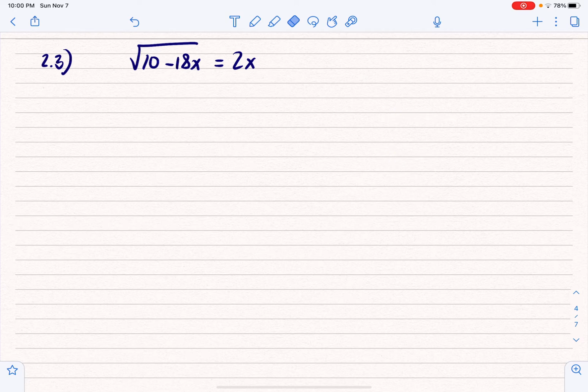Okay, so let's look at this one. First thing we're going to do, square both sides because the radical is by itself. So that's going to give me 10 minus 18x is equal to 4x squared.